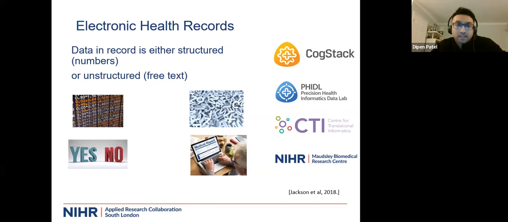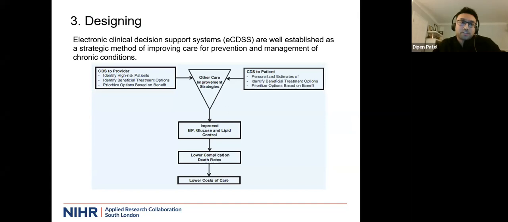So reports, clinical letters, progress notes, etc. And we harness the ability of Cogstack to read the electronic health record, specifically structured data. Next slide. In order to provide real-time decision support to clinicians in the secondary mental health care setting.